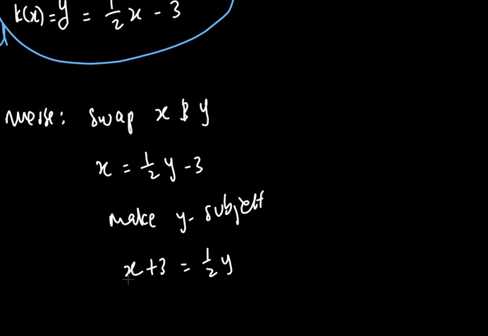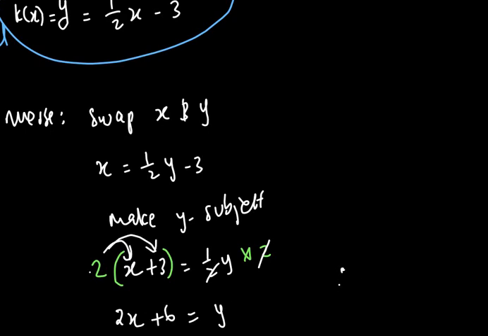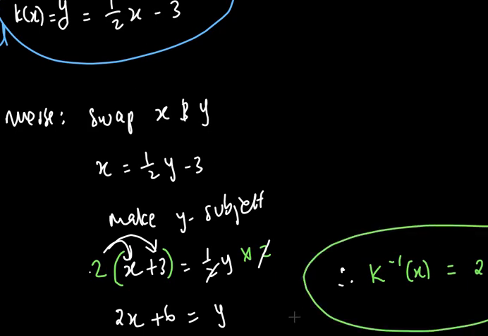And then what I'll do, which is very slick and smart, is to multiply by 2 both sides. If I do that, I'll end up having the 2 cancelling the 2, then I'm left with y, right? And then here 2 times x is 2x, and 2 times 3 is going to be 6. So therefore my inverse now would be k inverse of x equals 2x plus 6. So this is the inverse, while that one is the original. I hope the procedure is clear.